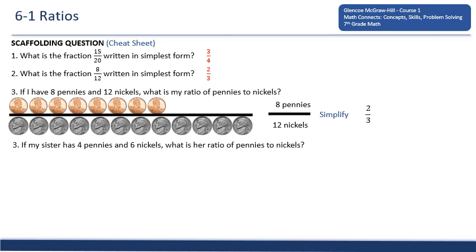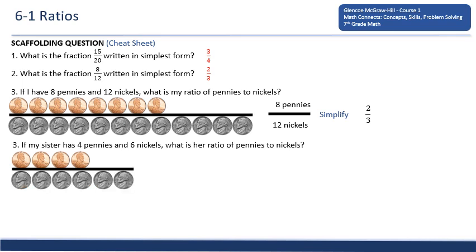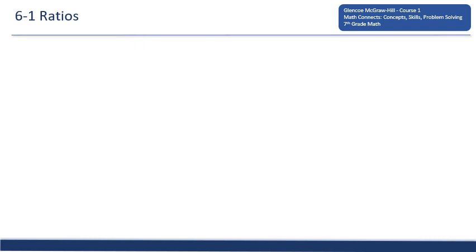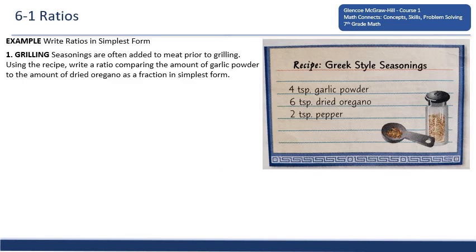If my sister has 4 pennies and 6 nickels, what is her ratio of pennies to nickels? So she has 4 pennies, 6 nickels. Put it in words, 4 pennies over 6 nickels. And if we simplify, we get 2/3. Write ratios in simplest form.